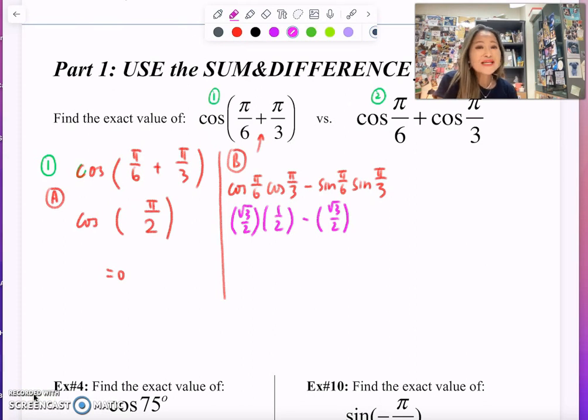Oh, 2. Sine of pi over 3. Oh, sorry. Woo! That was close. Okay, 1 over 2. All right, 1 over 2. What's sine of pi over 3?